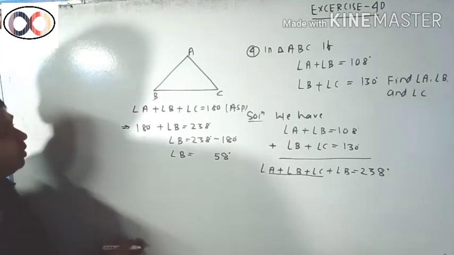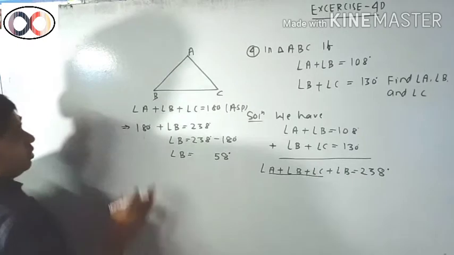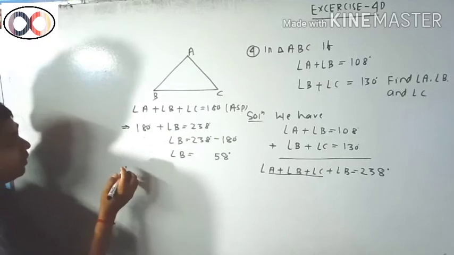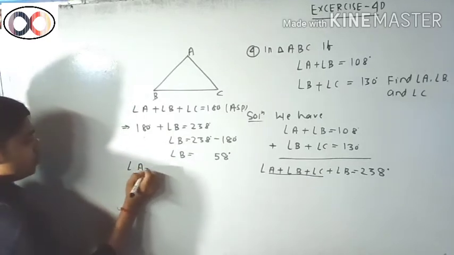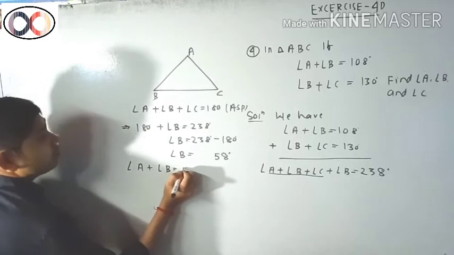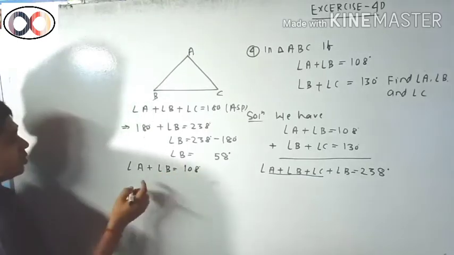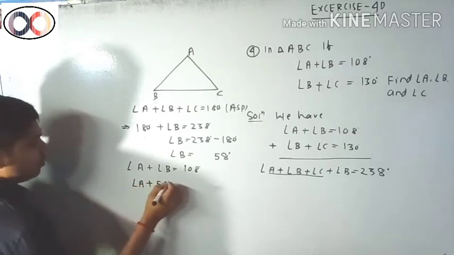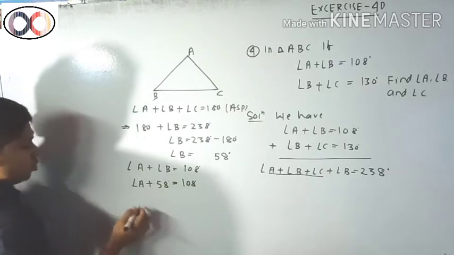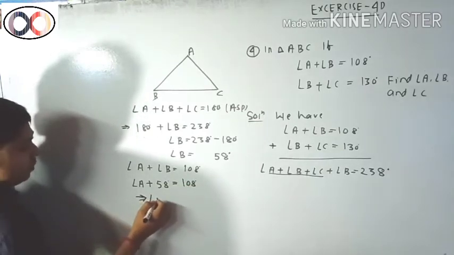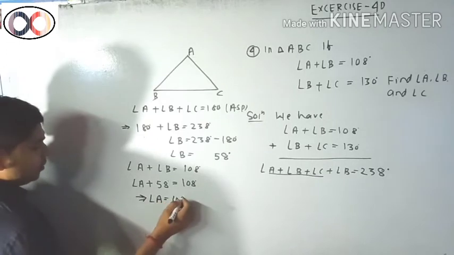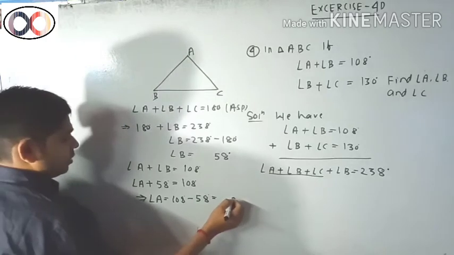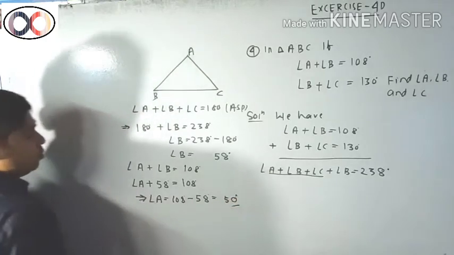This is the value of angle B. After that, you can put the value of B in the given data. A plus B equals 108 degrees, and B equals 58. So A plus 58 equals 108 degrees. So angle A will be 108 degrees minus 58 degrees, which is 50 degrees.